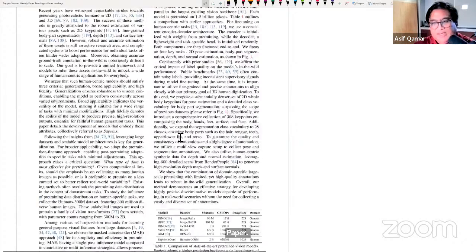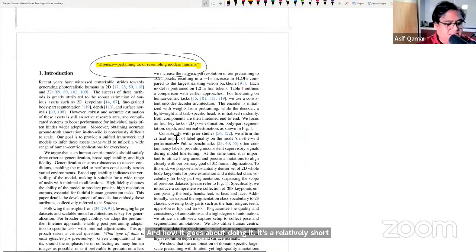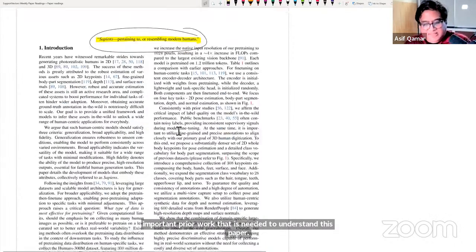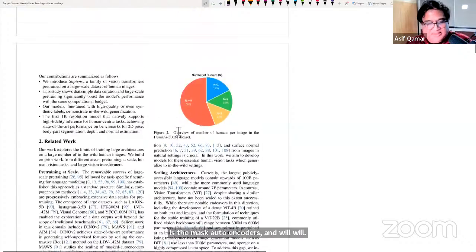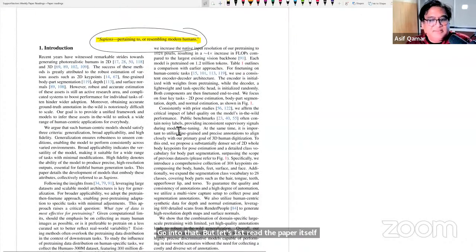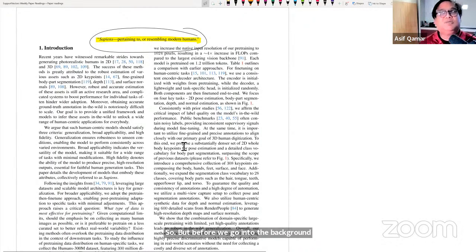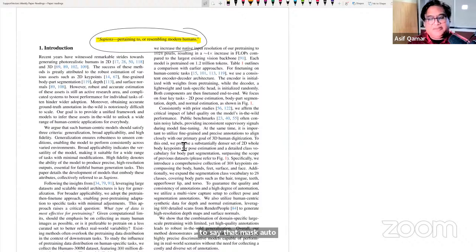It's a relatively short paper, but this paper, as great papers do, sits on the shoulders of a lot of other prior work. One important prior work that is needed to understand this paper is the masked autoencoders. And we'll go into that, but let's first read the paper itself, and then we'll go to the background. But before we go into the background, it suffices to say that masked autoencoders are, amongst other things, machines that, given an image, can create a vector representation which exhibits very robust and good qualities.